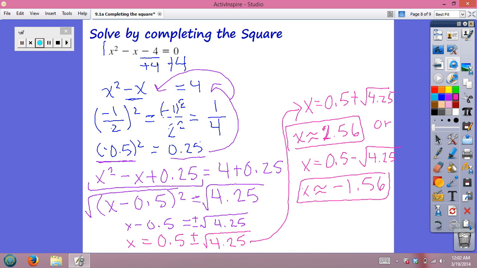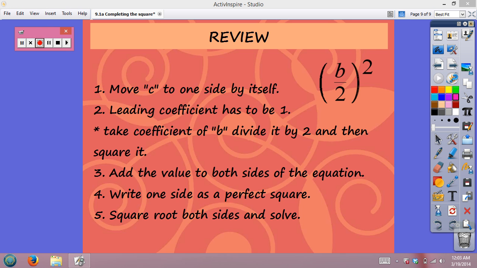So in review, if you haven't written down the steps yet, please do so. These are very important. Remember, the first step is to move c to the other side. And then we check if the leading coefficient is 1. And if it is, then we take the b value, divide it by 2, and square it, which is where our b over 2 squared formula comes in.